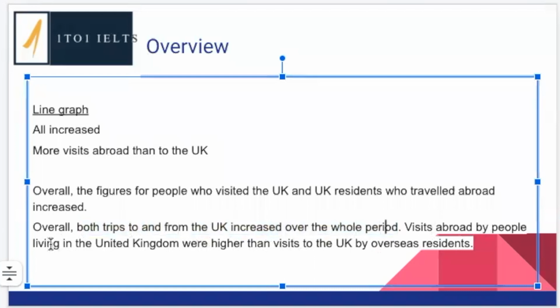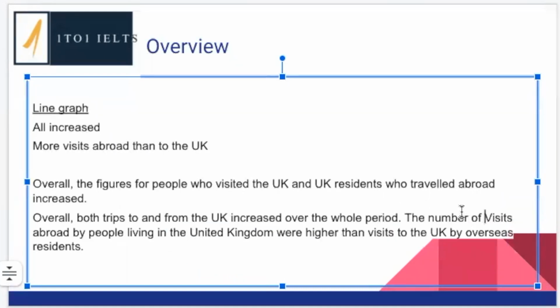Visits abroad by people living in the United Kingdom were higher than visits to the UK. It's a little bit strange to say a visit was higher. What would be a more common way when comparing these? The number of visits abroad by people living in the United Kingdom were higher, because we're talking about the number, was higher than the number of visits to the UK by overseas residents. So we can definitely say a number can be higher than another number. So this works. This is a collocation.